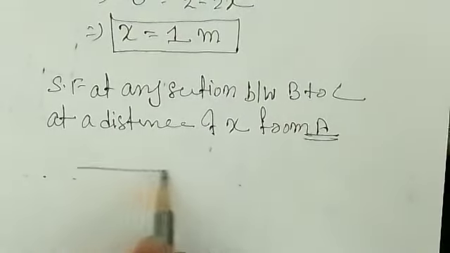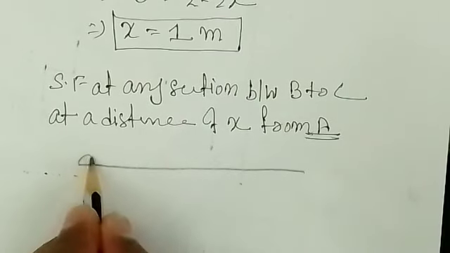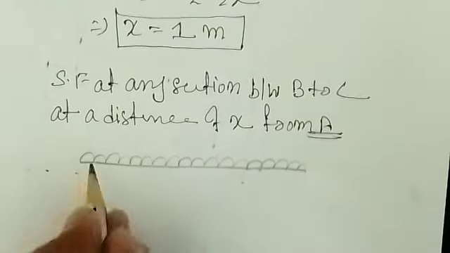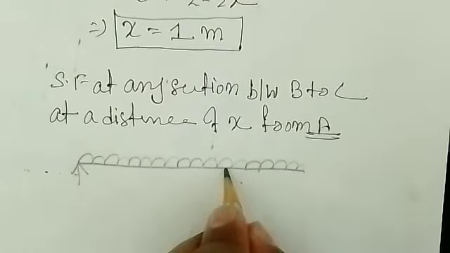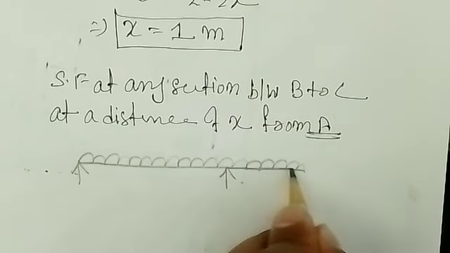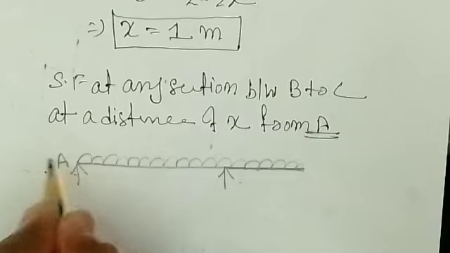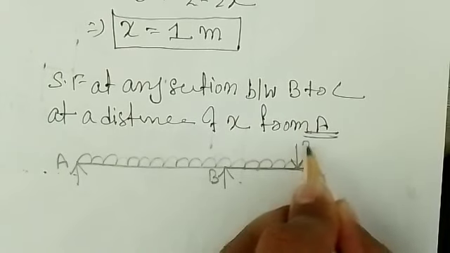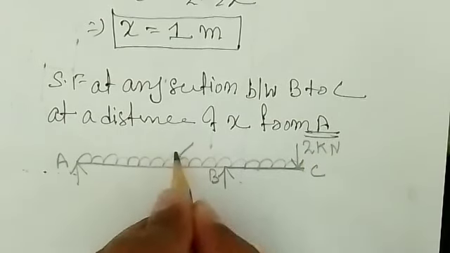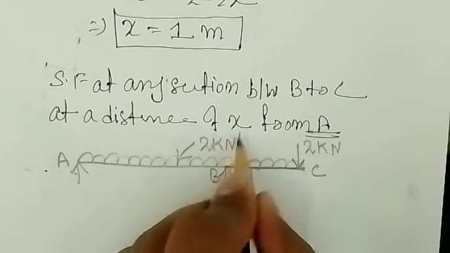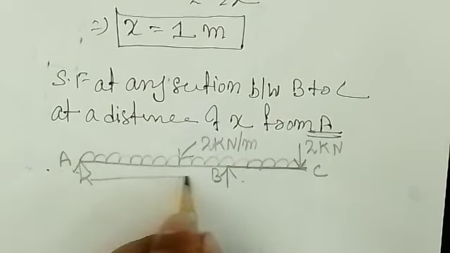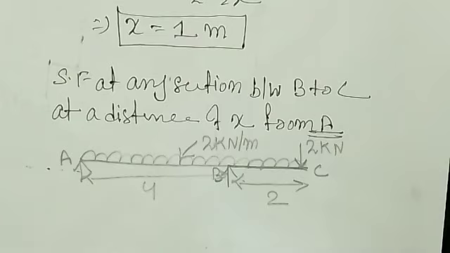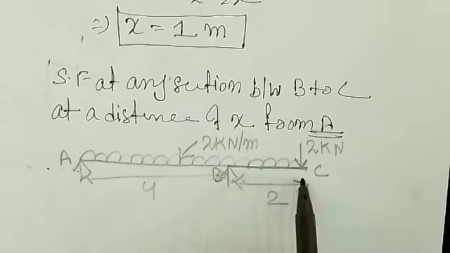Then that is easy. This is your figure, the beam is given. This is the UDL acting over the beam. Rough figure I am drawing. So this is your one support, let's say A, this is B, and this is the overhanging portion. So this is A, here you have B, and this is C. Here the point load is acting, whose magnitude is 2 kilonewton, and the UDL is acting, whose magnitude is 2 kilonewton per meter. So this is your 4 meter, and this is the 2 meter. Now the shear force at any section between B to C, this is your B to C.